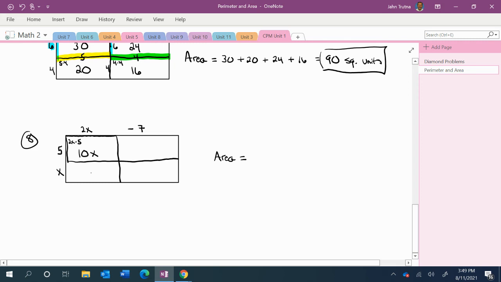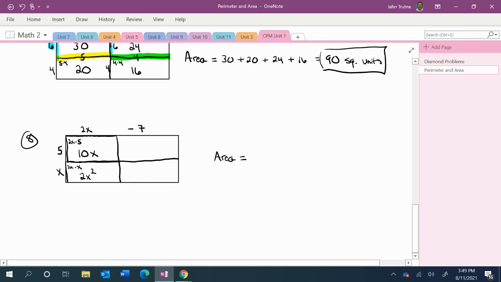Let's go down to the bottom left rectangle. It has a length of 2x. It has a width of x. So you need to figure out what is 2x times x, and that is 2x to the second power.